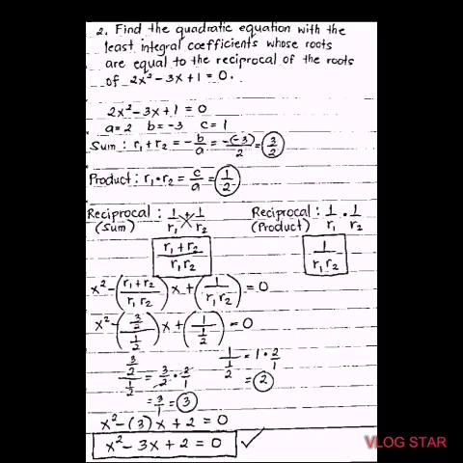Positive. So 3 over 2. The sum is 3 over 2, whereas the product is r sub 1 times r sub 2 equals c over a, equals the value of c, which is 1, over the value of a, which is 2. That's why the product is 1/2. And then for the reciprocal, since it is said in the problem that the roots are equal to the reciprocal of the roots, that's why we get the reciprocal sum and then the reciprocal product.